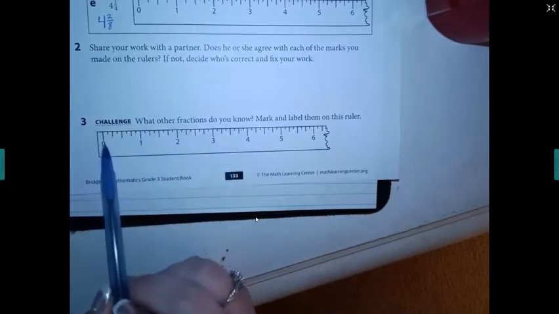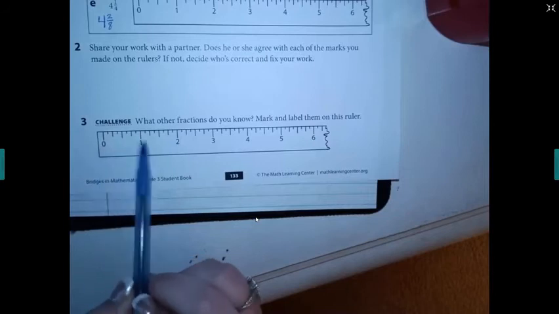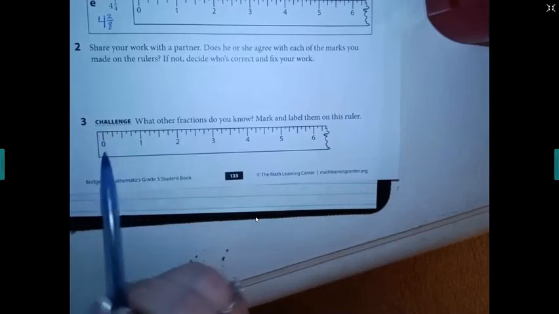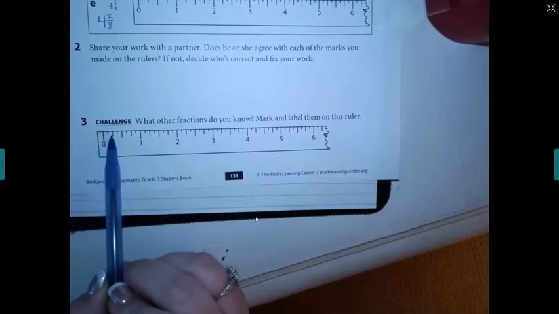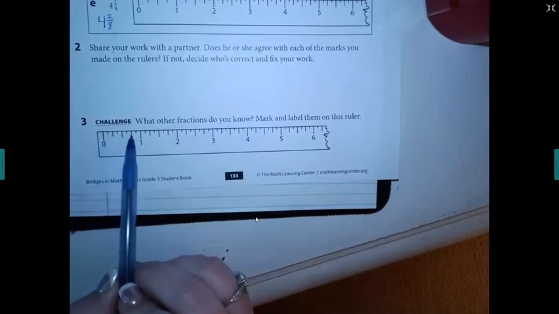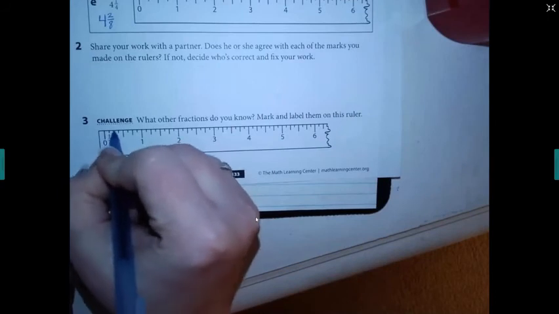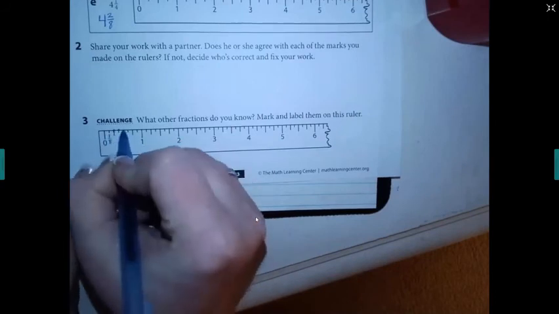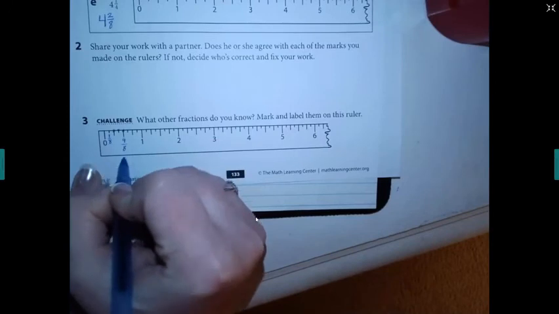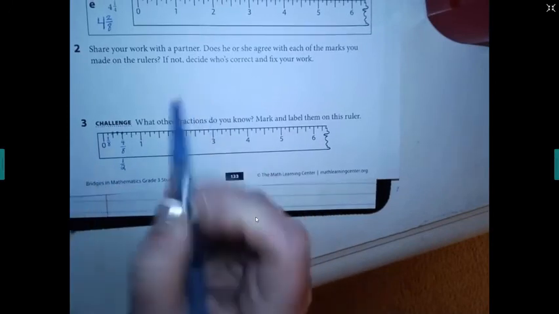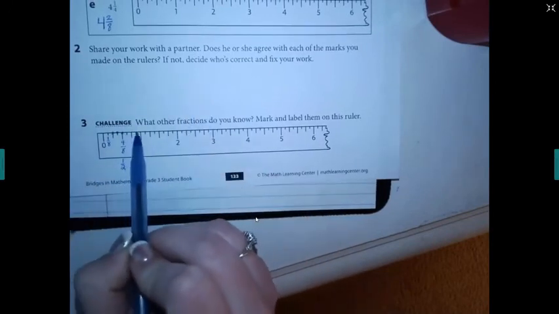What other fractions do you know? We know that if we count each jump between the whole numbers, that gives us the denominator. So let's go ahead and do this part together. 1, 2, 3, 4, 5, 6, 7, 8. So this would be 1/8, 2/8, 3/8, 4/8, which is also equal to half. 5/8, 6/8, 7/8, 8/8, which is equal to 1 whole.